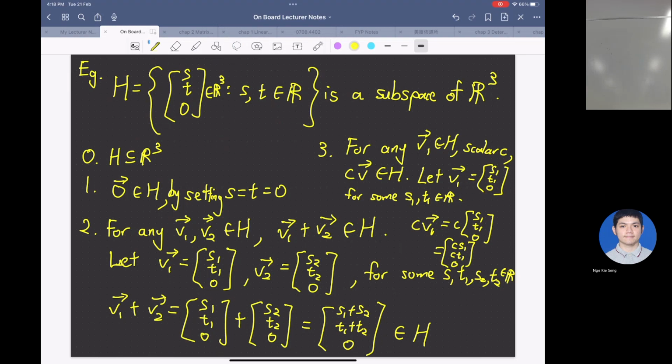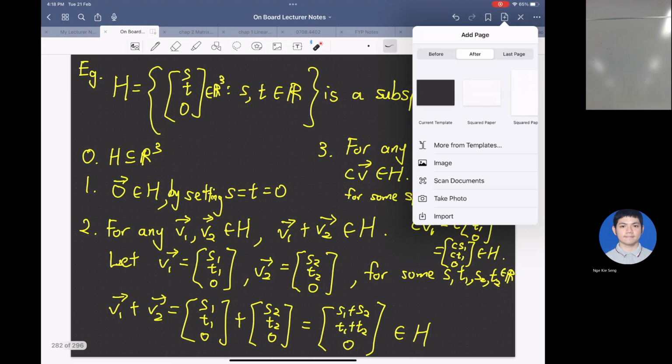Okay, so now we come to a question. Is c x1 in R again? Is c t1 in R again? They are in R because R is a vector space. So it's closed under scalar multiplication. So they are in.